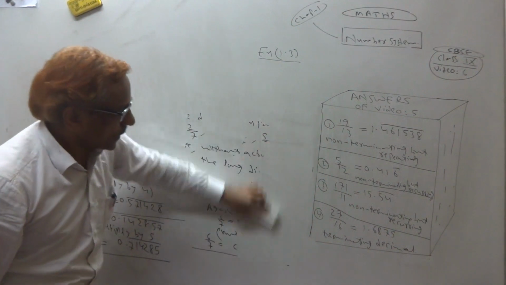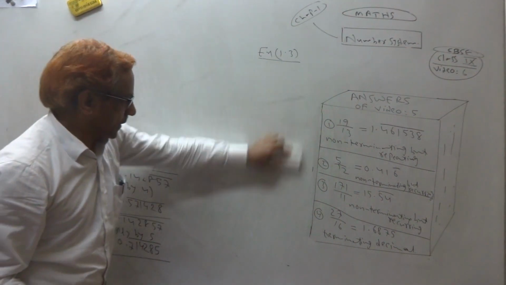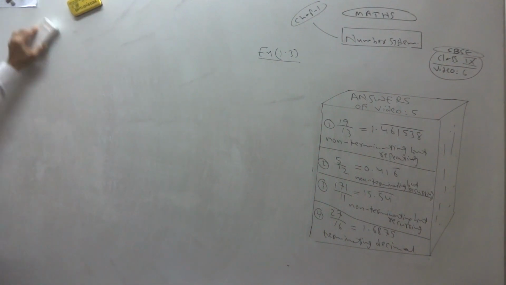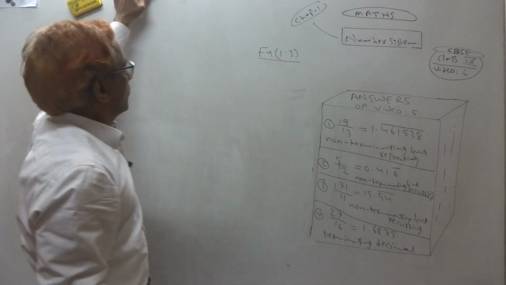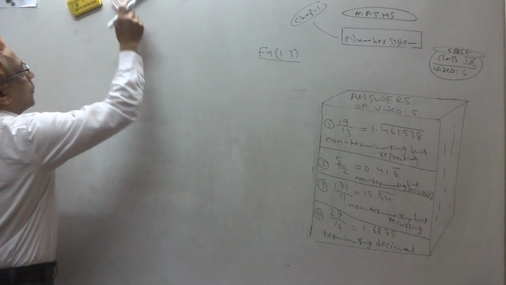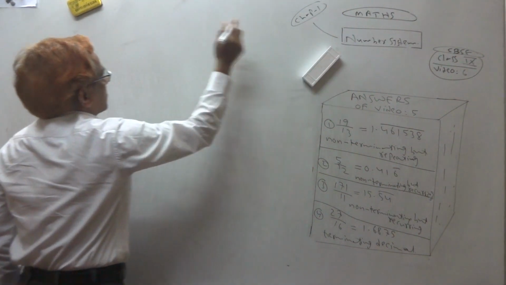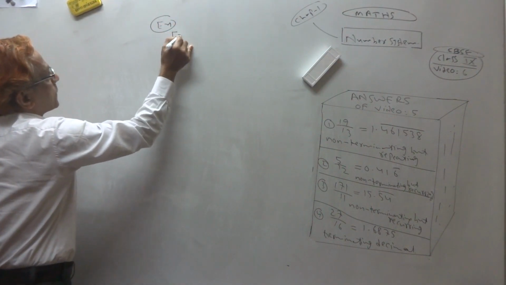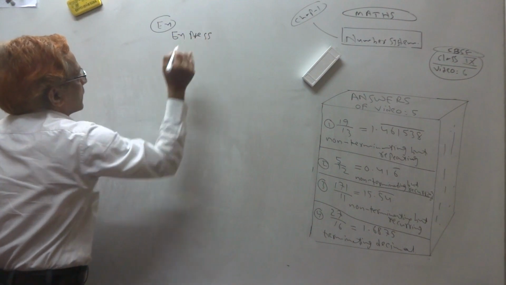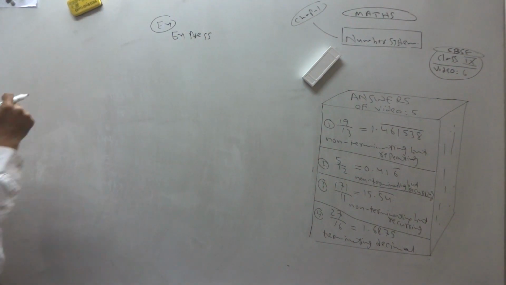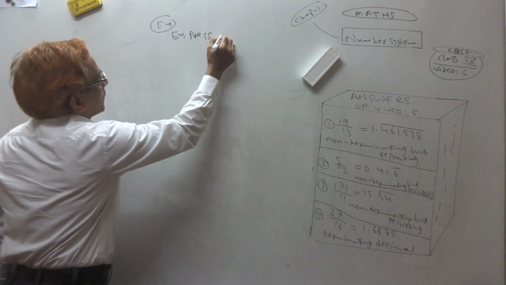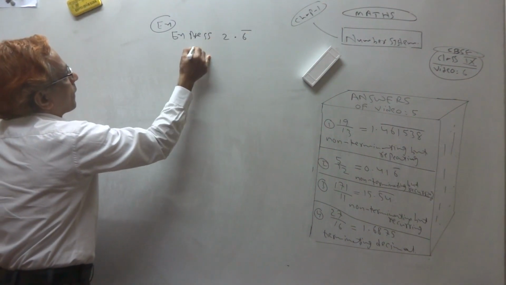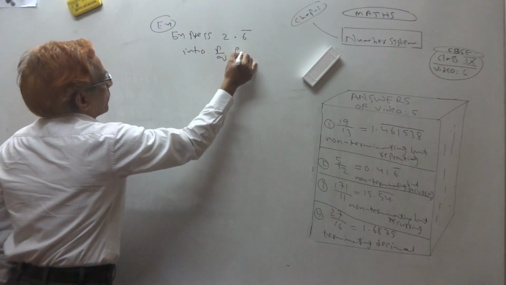Now see, what is there in question 3? Yes. Now we have to do the opposite questions. So first I will do one example. Express. This example you see. Express 2.6 bar into p by q form. Yes.